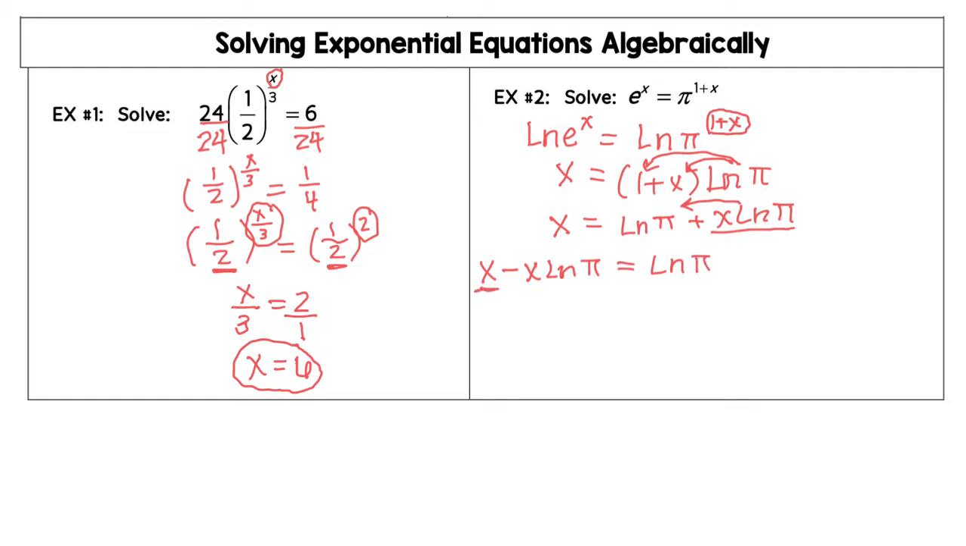Now I'm going to factor out an x, and that's going to leave me with 1 minus natural log pi equals natural log pi. Now I'm going to divide by 1 minus natural log pi.